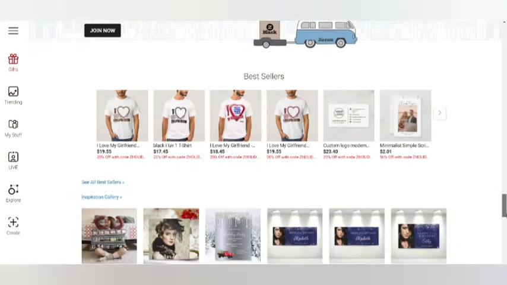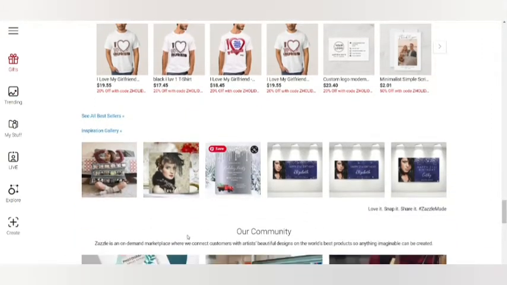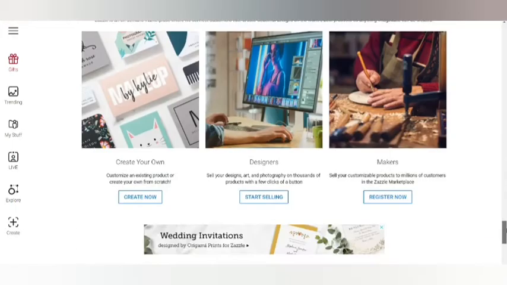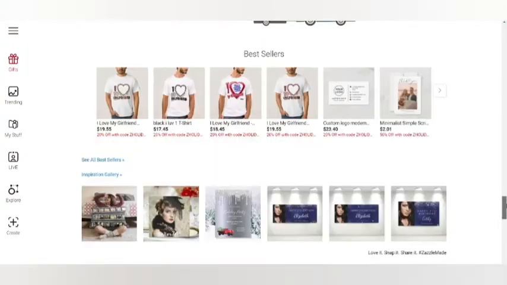But another thing I'm going to talk about here is the inspiration gallery. If you're looking for new ideas, new topics, and new stuff, then you could very well go over to the inspiration gallery as well. You could also check the community of designers that are selling on Zazzle, and there is a lot more there. But we are going to go over to the bestsellers.